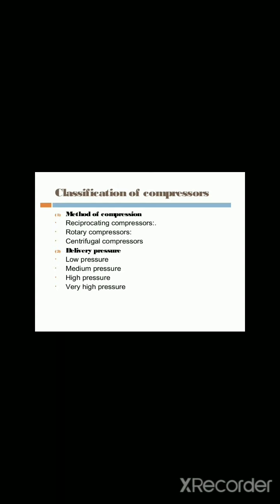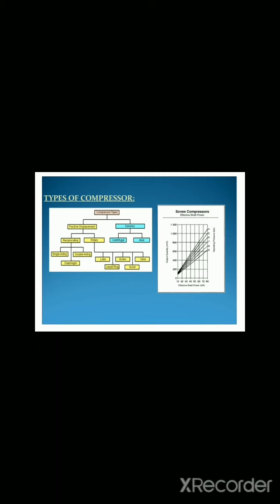This is the classification. Compressor types are basically two types. First one is positive displacement and second one is dynamic. In positive displacement, there are two types: reciprocating and rotary. In reciprocating compressors there are single acting, double acting and diaphragm. Where the rotary compressor is available, the classification is lobe, liquid ring, screw, scroll, vane. So these are the rotary compressors.